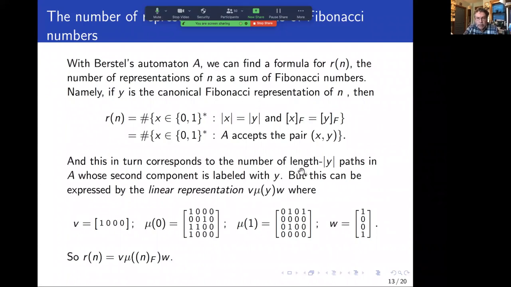So this pair means that we write x and y in parallel and evaluate it. So this means that it's the number of paths of length |y| in A, whose second component is labeled with this canonical representation y. But that is just a linear representation, which we can read off directly from the automaton. This is the transition function on 0. This is the transition function on 1. This is the initial states. These are the final states. And so this gives us a formula for R of n as a matrix product corresponding to this matrix valued morphism mu applied to n written in its Fibonacci representation.